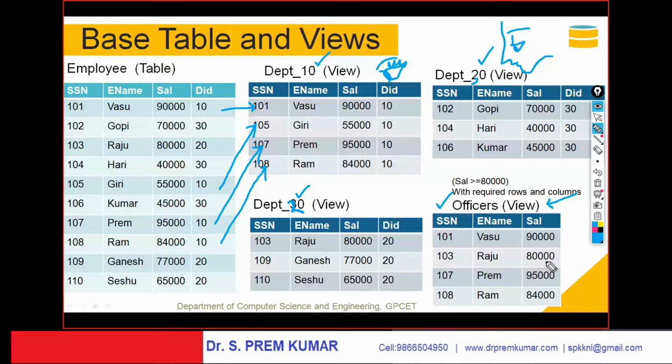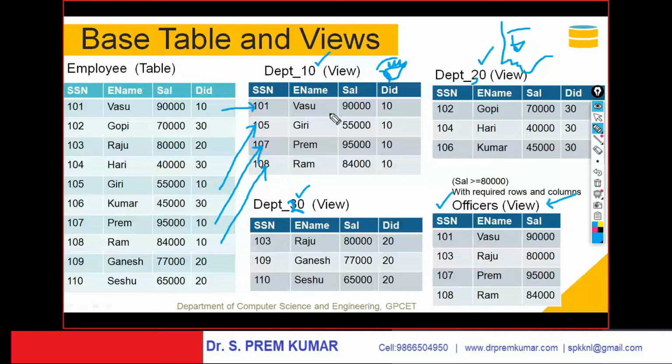Now listen, while creating a view, you can filter rows and you can filter columns. Column filtering and row filtering are both possible. Here I am filtering rows 101, 105, 107, 108.